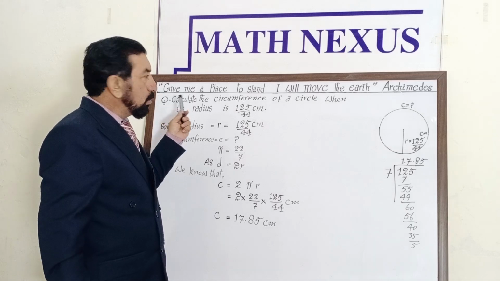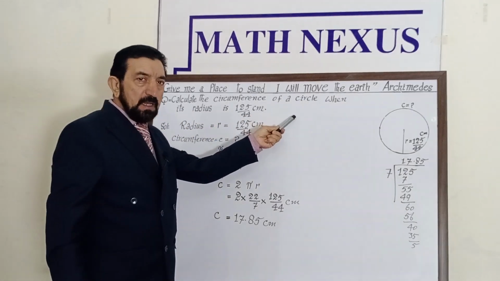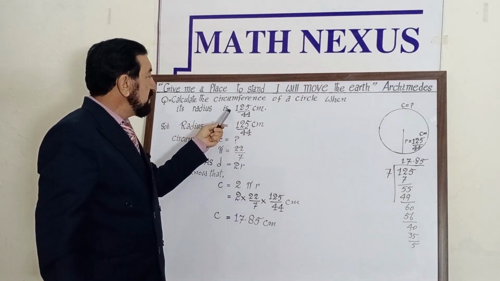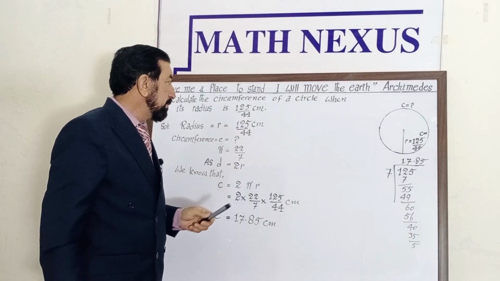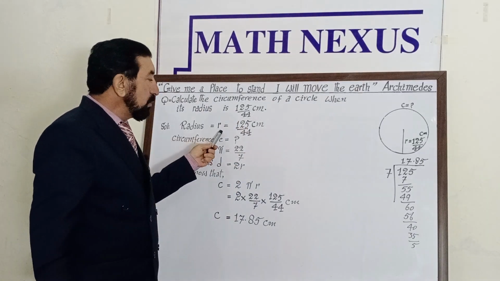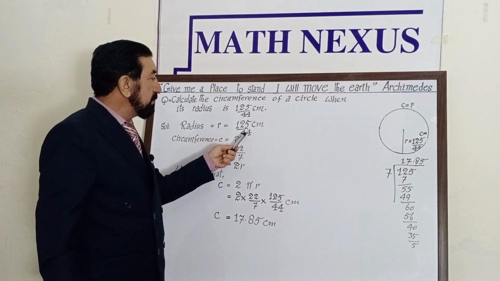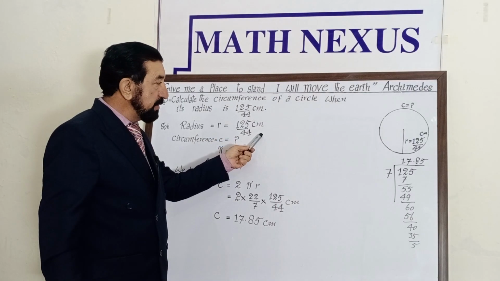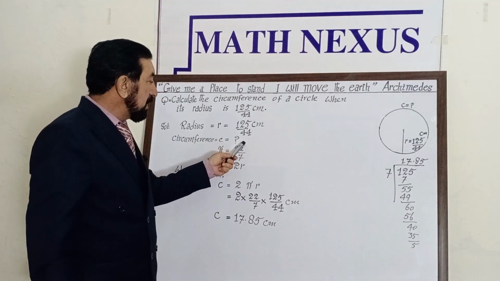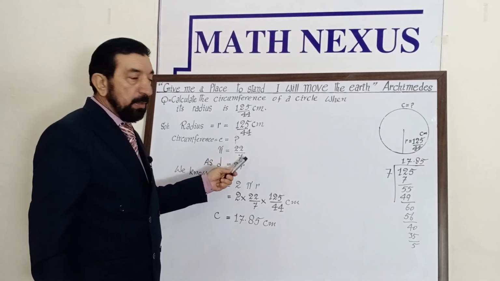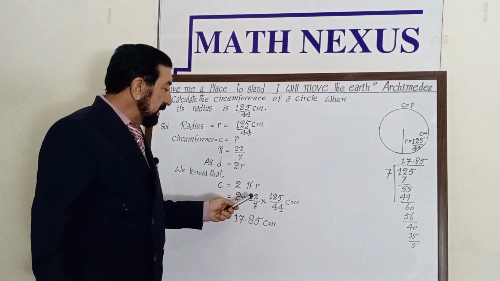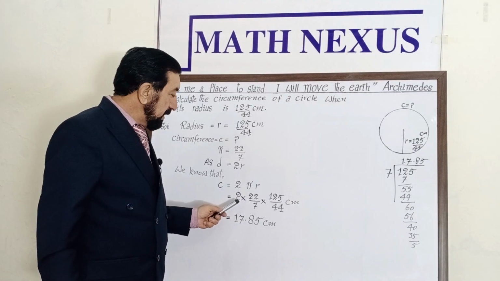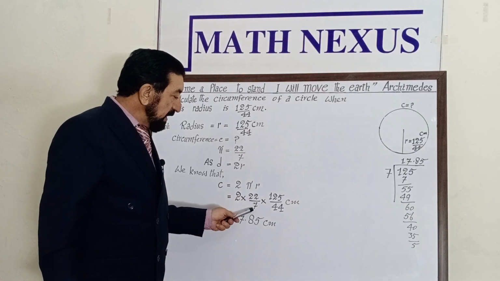Question: calculate the circumference of a circle when its radius is 125 upon 44 centimeter. Radius equal to r equal to 125 upon 44 centimeter. Circumference unknown. Pi value 22 upon 7. We know that c equal to 2 pi r. Putting the value of pi and r, 2 pi r.